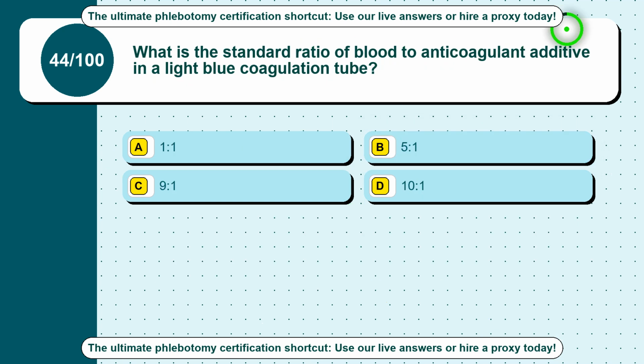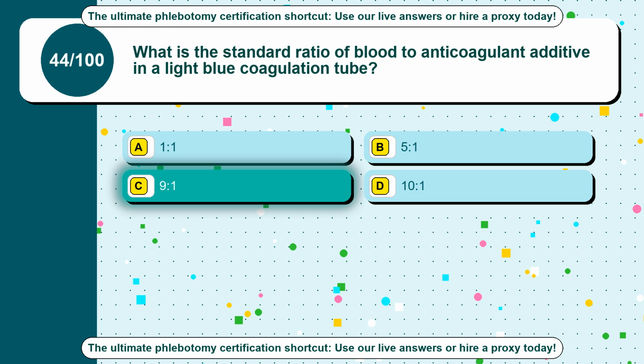Question 44. What is the standard ratio of blood to anticoagulant additive in a light blue coagulation tube? Option A, 1:1. Option B, 5:1. Option C, 9:1. Option D, 10:1. The correct answer is option C, 9:1.